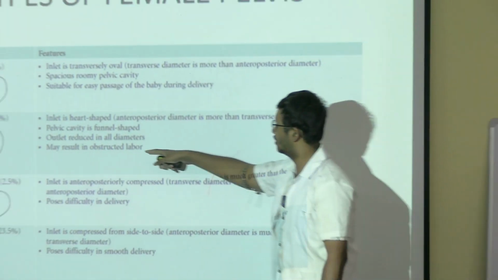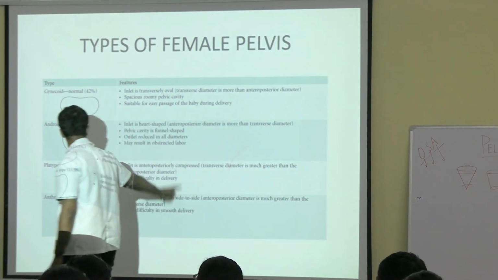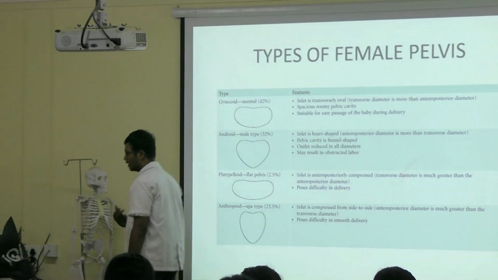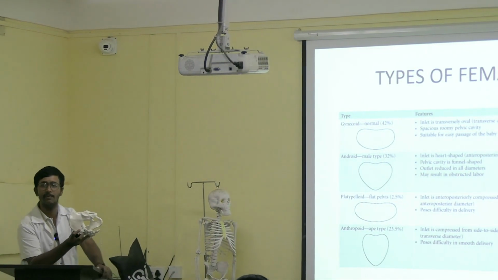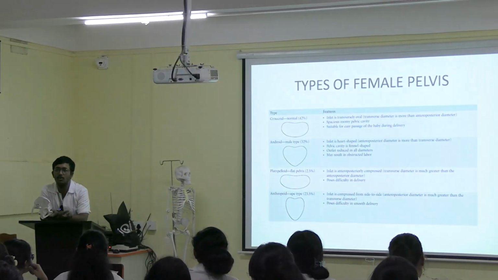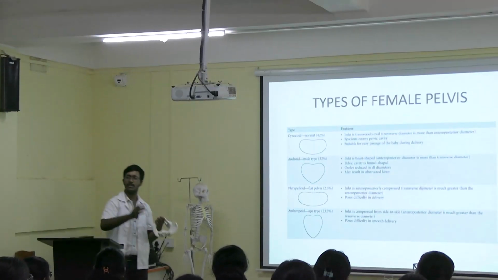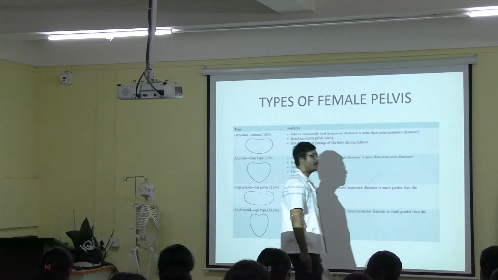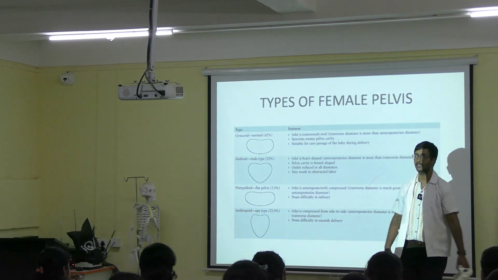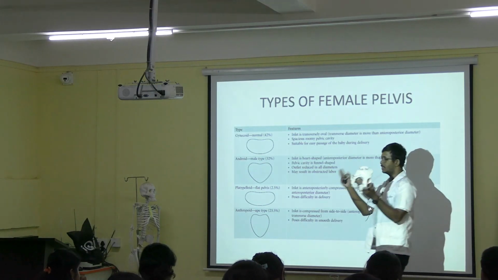What is labor? Here I have written may result in obstructed labor. Basically this is also from your Vishram Singh. Everywhere the same picture is given. So what is labor? Basically labor is the whole process starting from the contractions in the mother up to the delivery of the baby, then followed by delivery of the placenta. The whole process is labor.